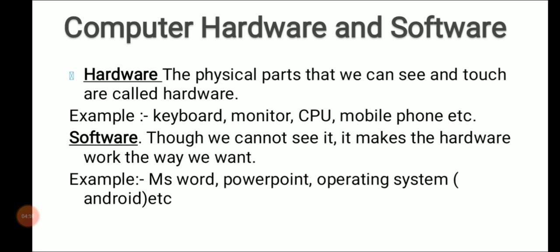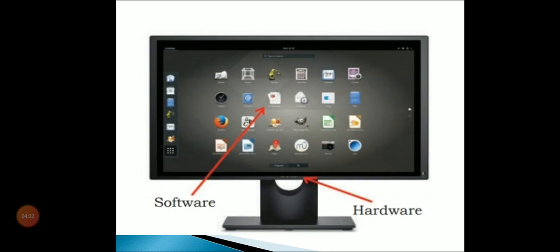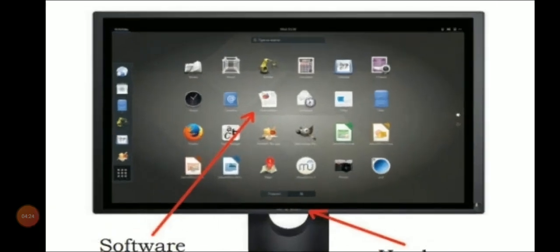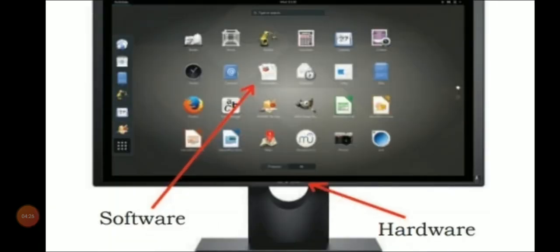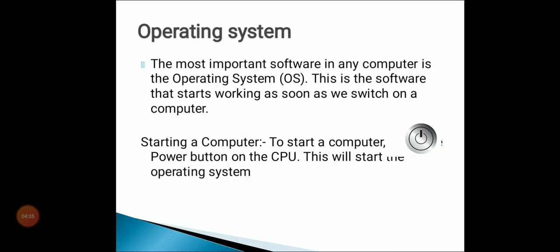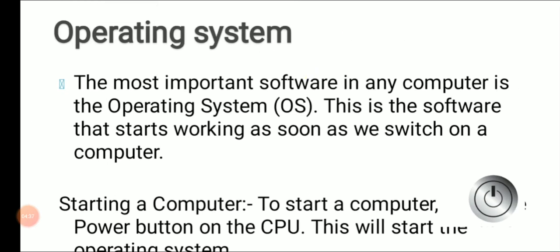And in a mobile phone, which mobile phone are you having? I am having an Android phone. So what is Android? Android is an operating system, or it is software. Next, this one is your computer. In your computer, your monitor and keyboard are all hardware, and the applications inside your computer are all software.